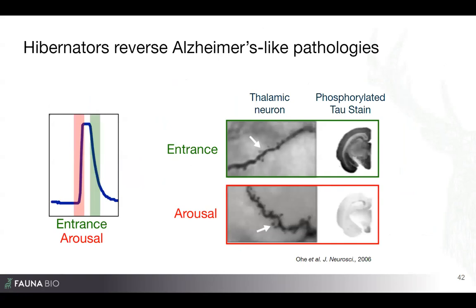One thing that's really cool that happens during hibernation is that during the entrance to torpor, the neurons in the hypothalamus become hyperphosphorylated. Their tau becomes hyperphosphorylated, which is a physiology that's associated with Alzheimer's, frontotemporal dementia, and various other diseases. And then during arousal, in the IBA, this goes away. So if we can mimic this, potentially this could be therapeutic.